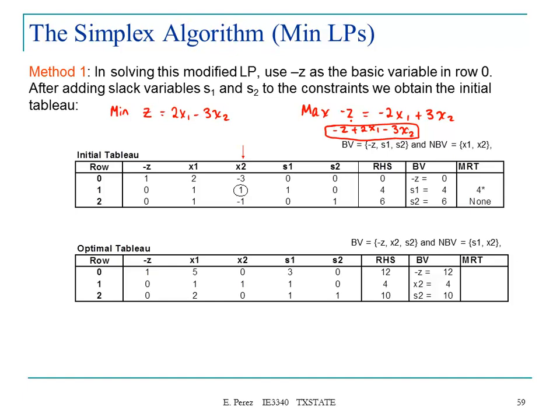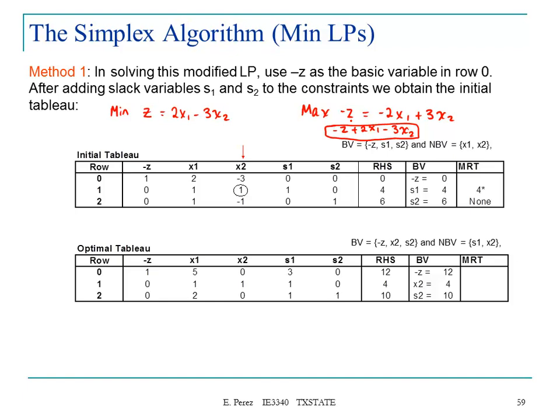Yes, sir? So when you get a negative number when you're doing that ratio test, you don't use that. No, it has to be a positive ratio. Exactly. Okay? So if you have a negative ratio, you don't use that, it has to be a positive ratio.